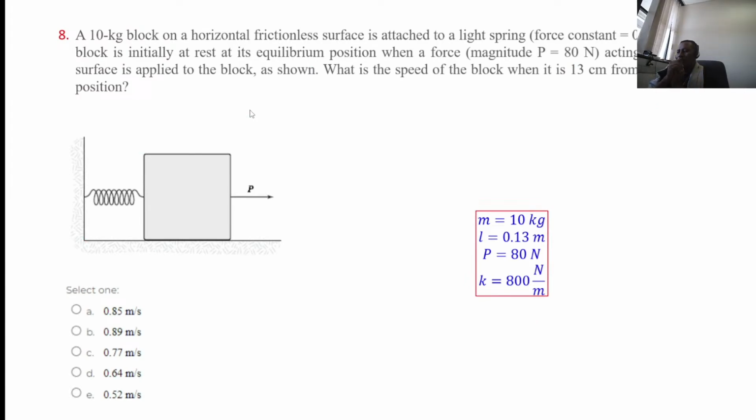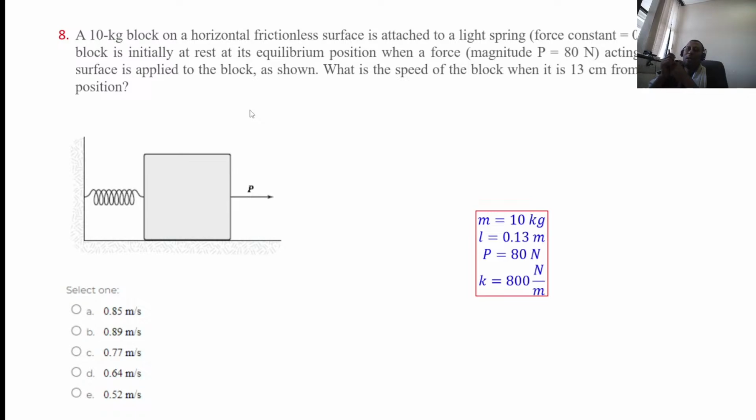Question number 8. Hey, I'm going fast today. In 39 minutes, I've gone through all the PHYV students' questions. Easy peasy. Happy for me. I will finish early because nobody is interfering with me.